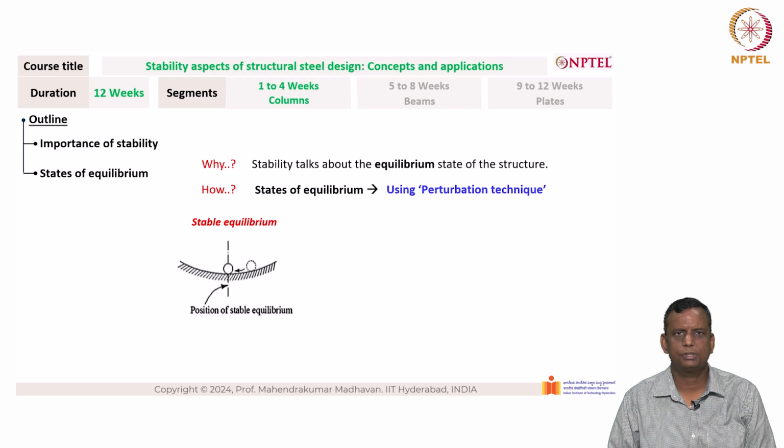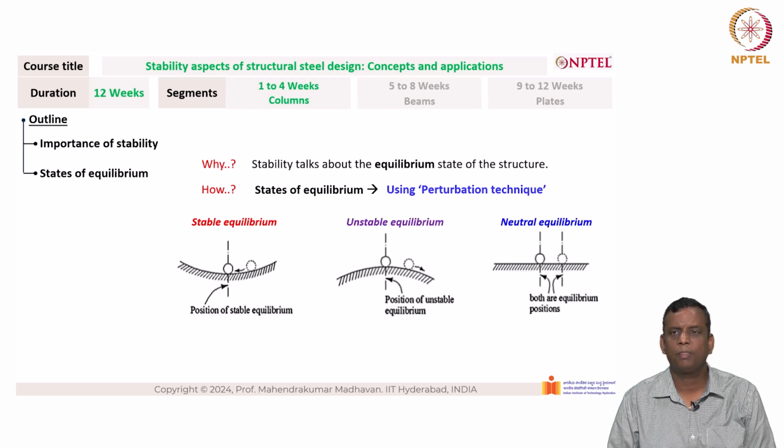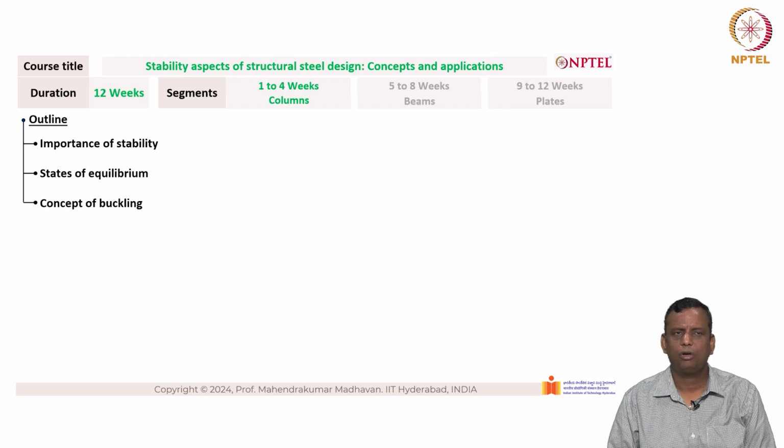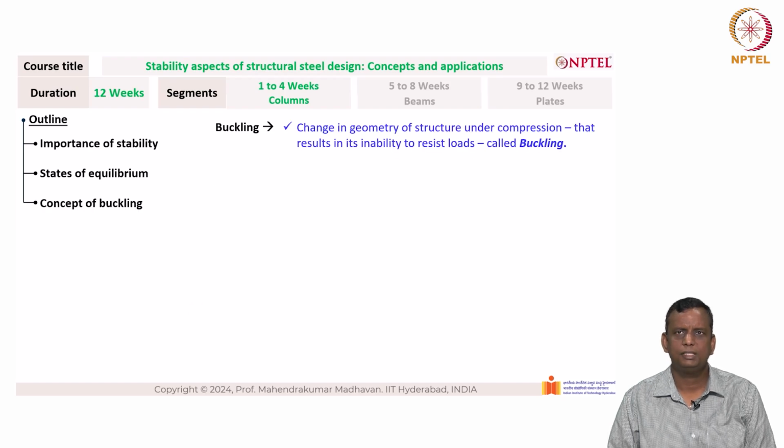The first one that you see is a stable equilibrium. The next one is the unstable equilibrium condition. And the third one is the neutral equilibrium condition. We will also talk about the concept of buckling, how a sudden change in geometry of a structure under compression results in its inability to resist loads, which we term buckling.